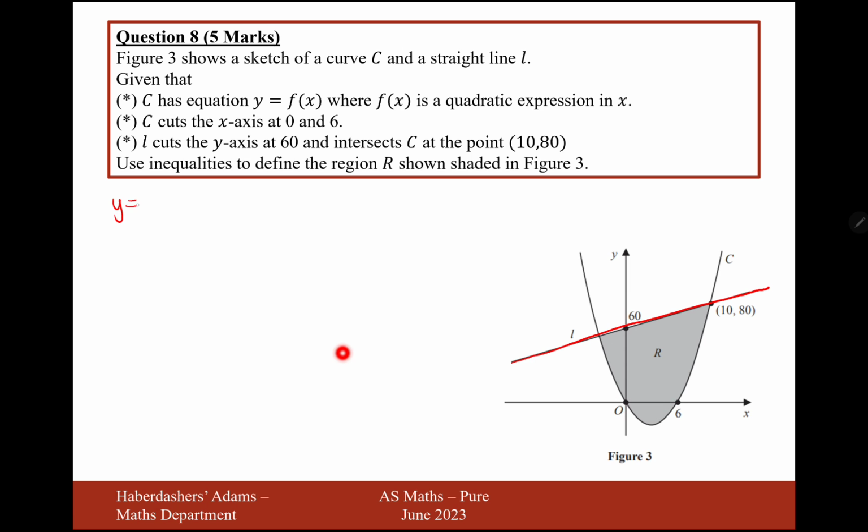So I can say that the equation of the quadratic is going to be x times (x minus 6), because that's what it would look like when it's factorized, but it could be some multiple of this as well. So I'm going to say it's a times x times (x minus 6). And it also goes through (10, 80), so I know that when x is 10, y is 80. So 80 equals a times 10 times (10 minus 6). That's going to give us 10 minus 6 is 4, so 40a. So a is 2. So therefore, the equation of the quadratic is 2x brackets x minus 6.